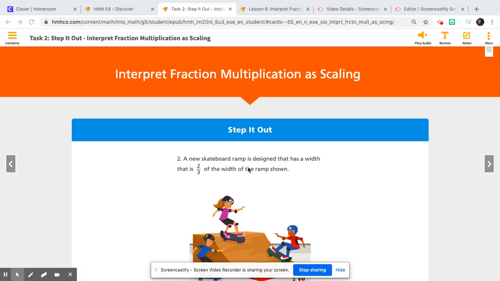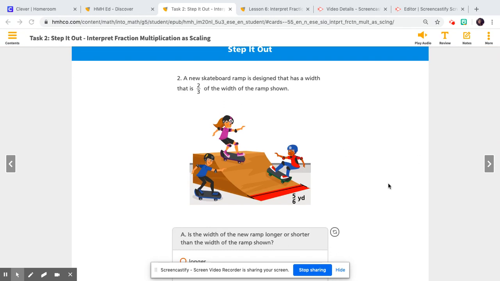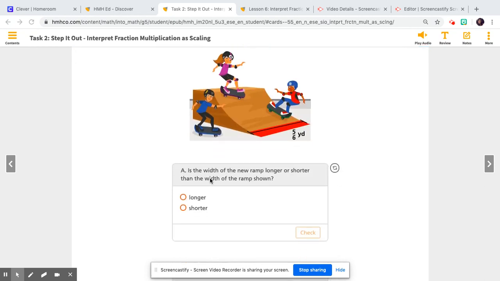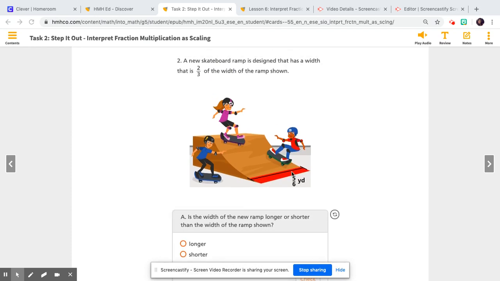Okay, so a new skateboard ramp is designed that has a width that is 2/3 of the width of the ramp shown. So there's another skateboard ramp that they're making, and it has a width that is 2/3 of the width of this ramp here, which is 5/6 of a yard. Okay. So it wants to know, is the width of the new ramp longer or shorter than the width of the ramp shown here? So remember, think about what we just learned.